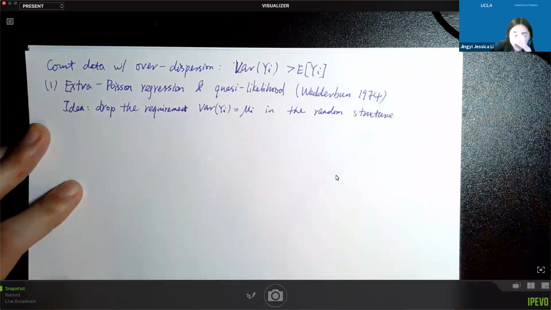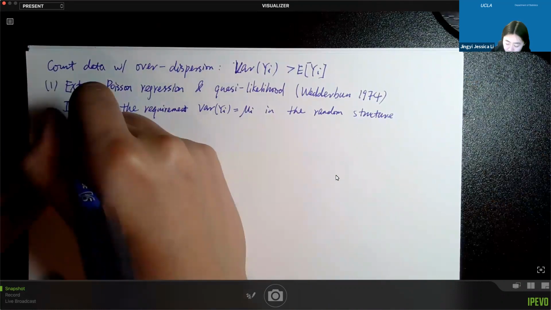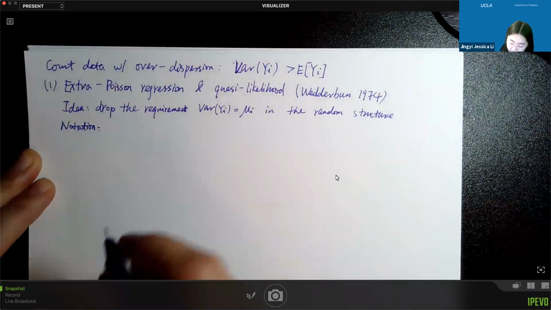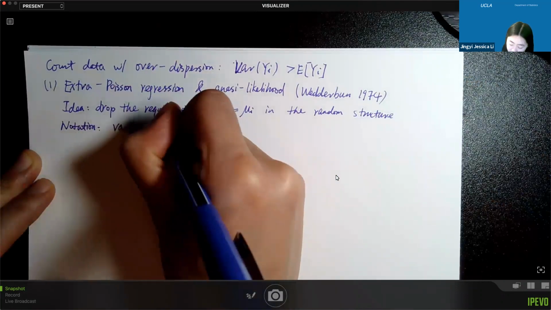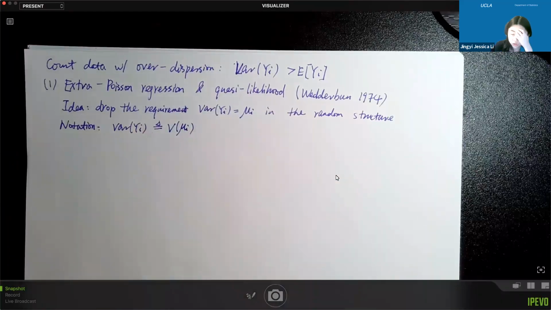Okay, but after we drop this requirement, what is the distribution of yi then? So the thought here is we don't care about it. We don't specify the distribution of yi. Instead, we just let the variance be a free parameter. So to do that, we give it a notation. We specify the variance of yi. We denote it as v(mu_i). Okay, that's the notation we're going to use.